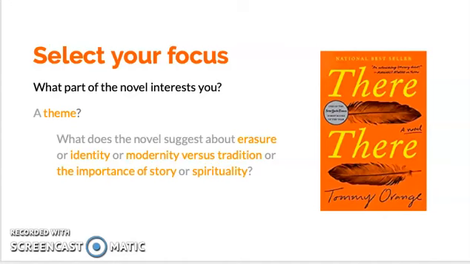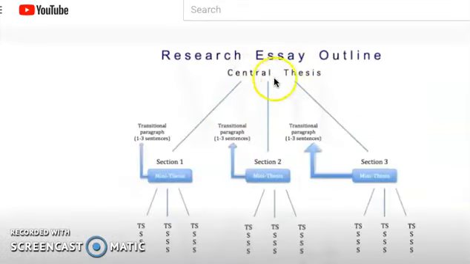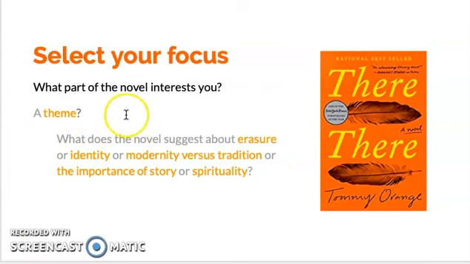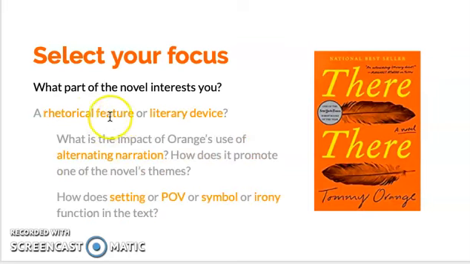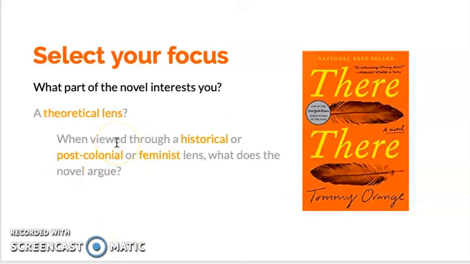The first thing that we want to do is choose our larger focus. What's our general focus as we move into the essay? That's this concept here that we have at the top. We could do a theme, and I've given you some themes here. Of course, there are more than this, but I've given you some themes you can start thinking about. We could use a rhetorical feature or a literary device, and I've given you some things you can think about there. And the last way is we could use a theoretical lens. So we could apply a lens to the text and see what the text now suggests with the lens. We didn't talk about post-colonial in our literary theory unit, but I think that could be a really powerful lens that you could use to interpret There There.